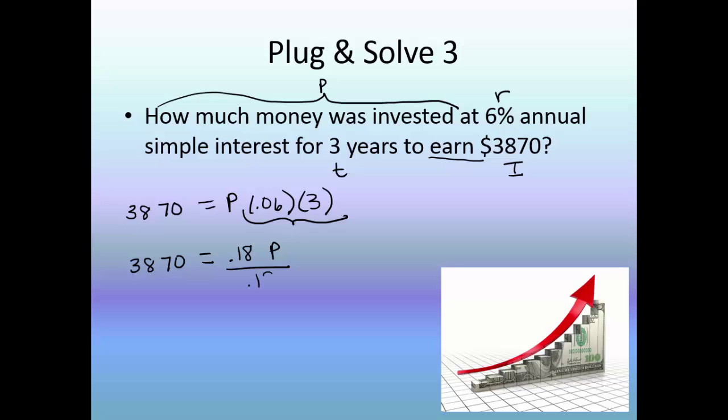Divide both sides by 0.18. So our principal must have been $21,500. You must have invested $21,500 at 6% for 3 years in order to earn this much interest. And that's how you use the formula. So go try some of those.